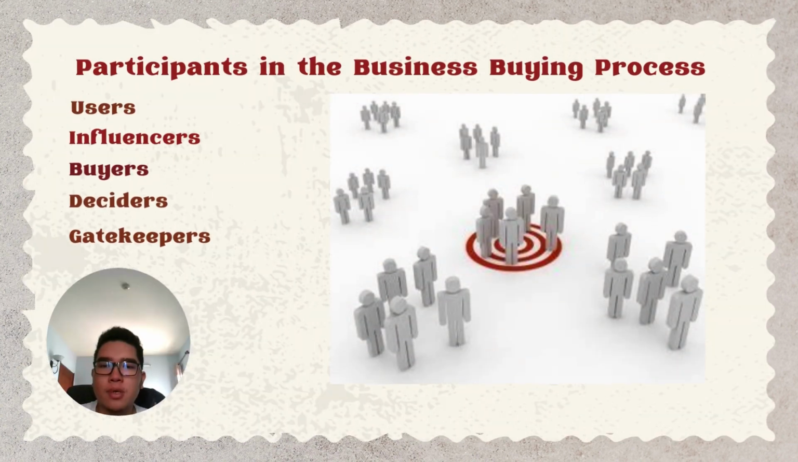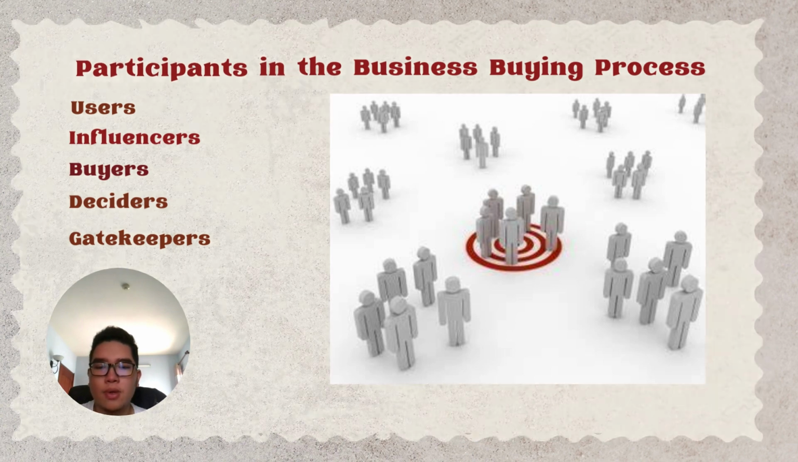There are five types of participants in the business buying process. The users are those who will use the product or service. Influencers help define specifications and provide information for evaluating alternatives. Buyers have formal authority to select the suppliers and arrange terms of purchase. Deciders have formal or informal power to select and approve the final suppliers. Gatekeepers control the flow of information.